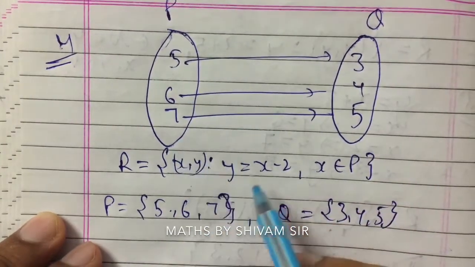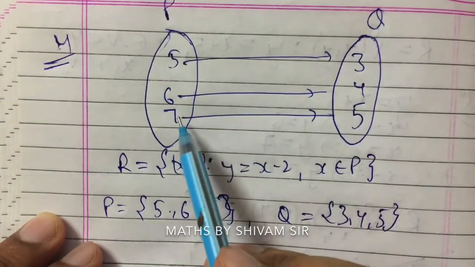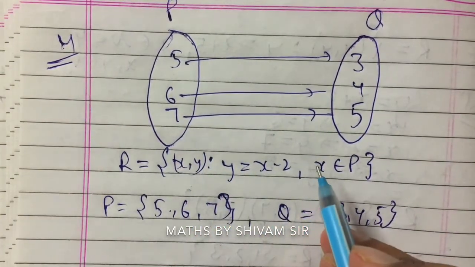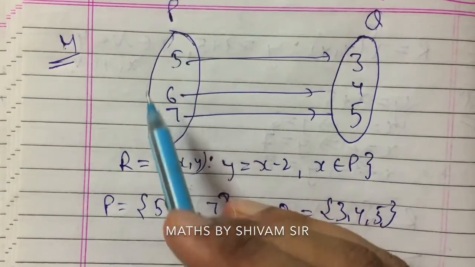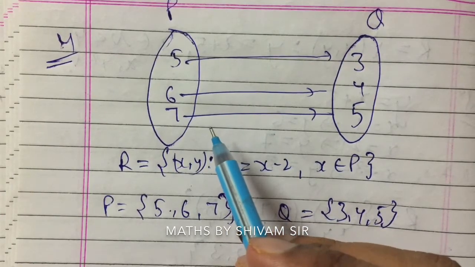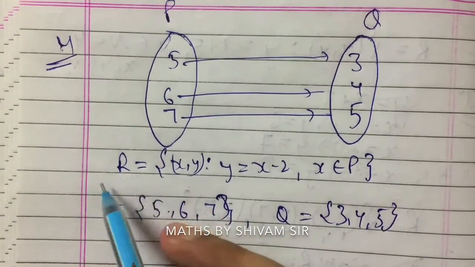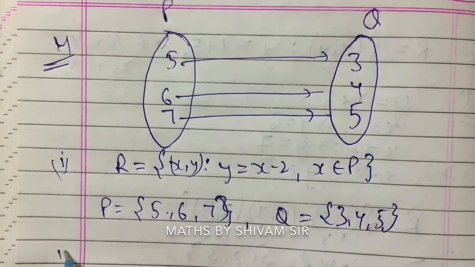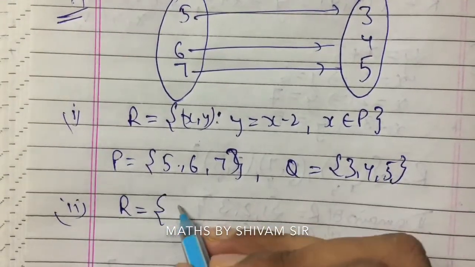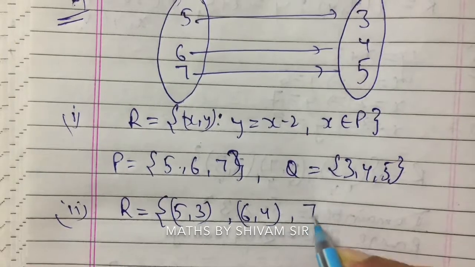As you can see here, y is x minus 2: 3 is 5 minus 2, 4 is 6 minus 2, 5 is 7 minus 2. So y is x minus 2 for all x belongs to P. All the x should belong to P. This can also be written as y is equal to x minus 2 for x is equal to 5, 6, 7. So that is also correct. So this is the set builder form, first part. Second part, we have to write it in roster form. So roster form is obviously (5, 3), (6, 4) and (7, 5).